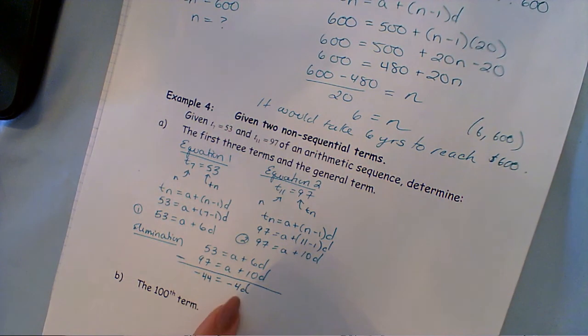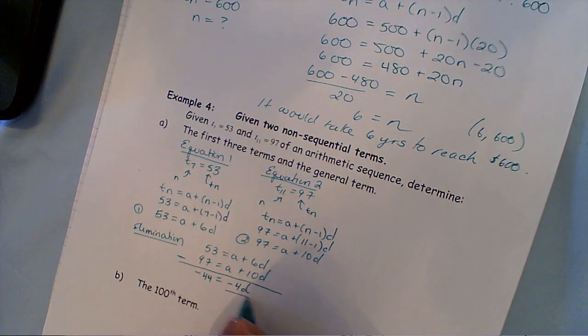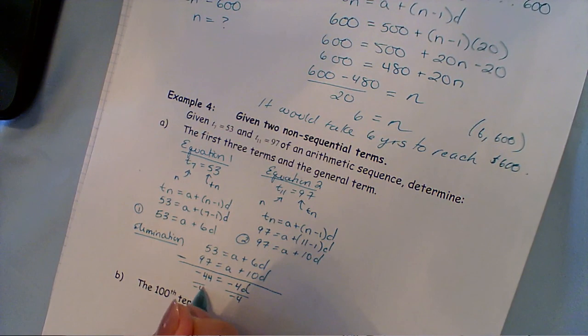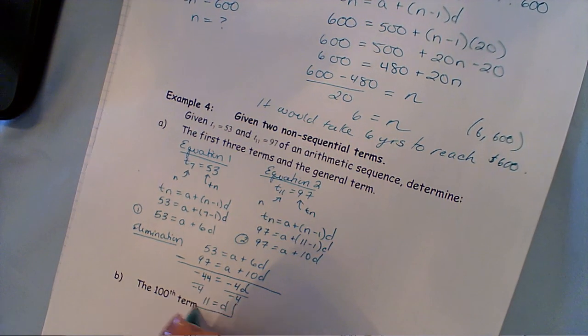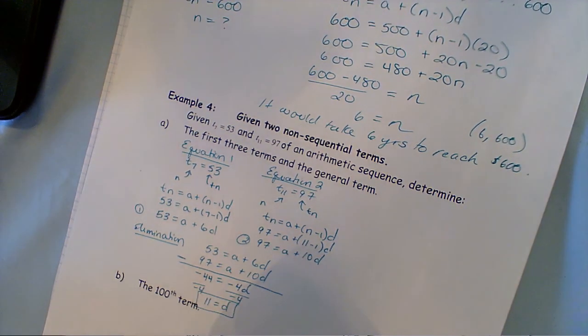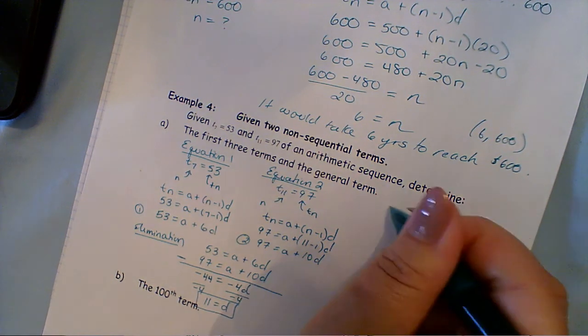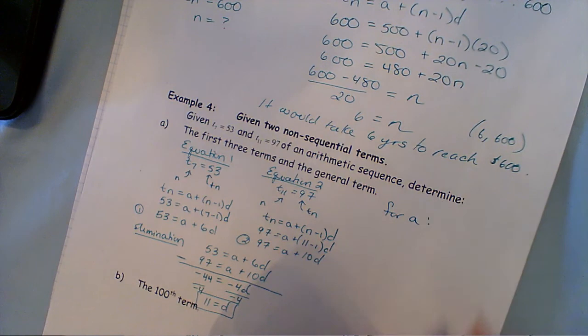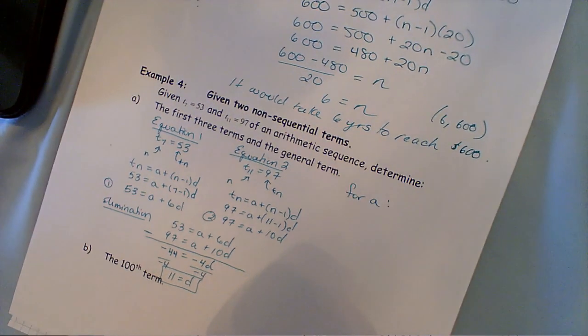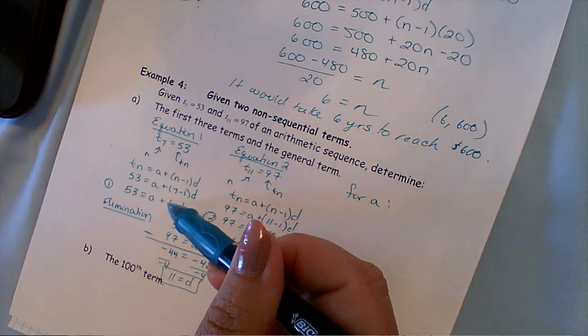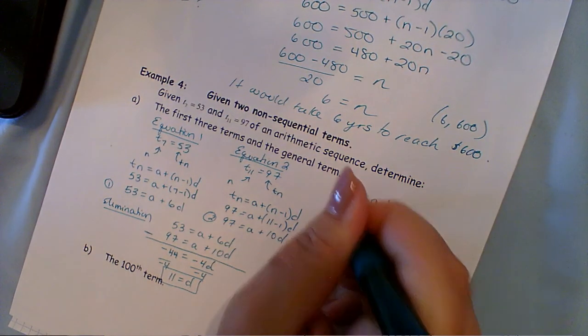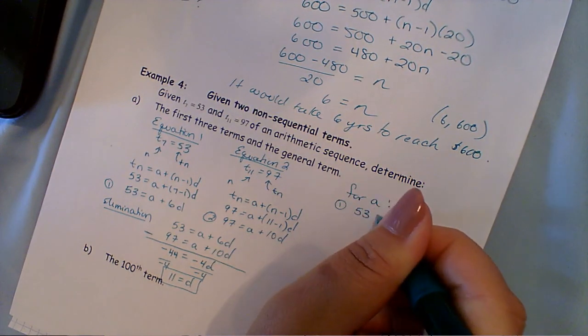Do you notice now how easy it is to isolate for d? Divide by negative 4, divide by negative 4. There you go. d is 11. So we figured out what the common difference is. Now we can use this common difference to figure out, okay, what is a? To get a, we can just use equation 1 or equation 2. Doesn't matter, they're both the same thing.